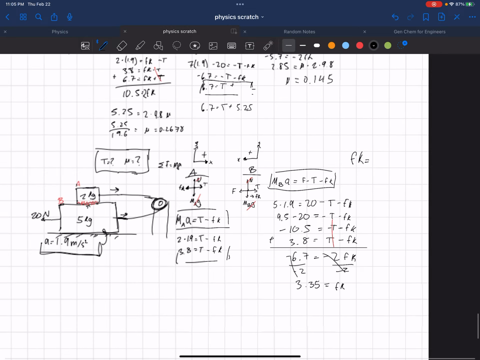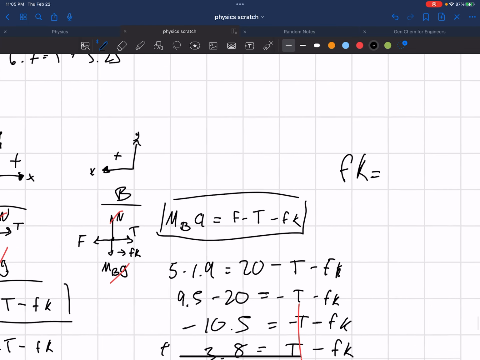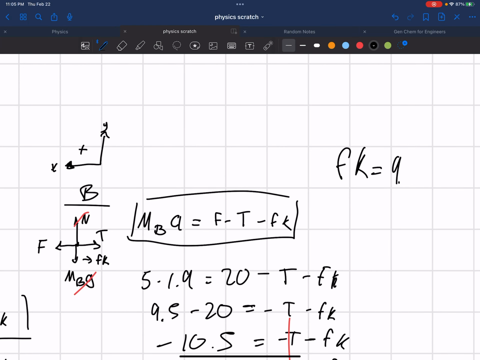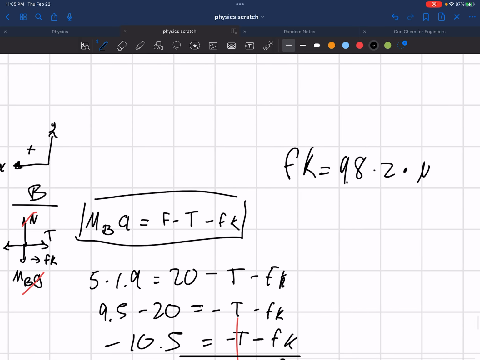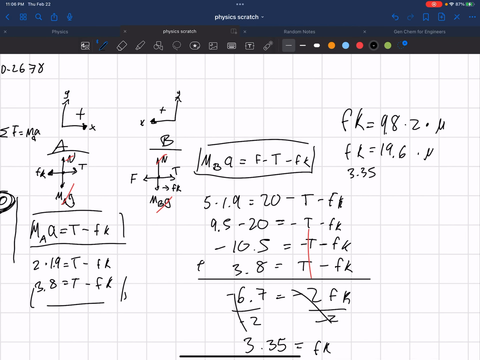Anyways, so the normal force, what was the normal force? It's just gravity times the mass, right? So it's going to be 9.8 times, what's the mass? 2 times mu. All right, so 9.8 times 2, we already know that's 19.6. I just remembered it from the billions of times I did it. FK equals 19.6 times mu. And now we know, what did we say FK was? 3.35. 3.35 divided by 19.6 is equal to mu.